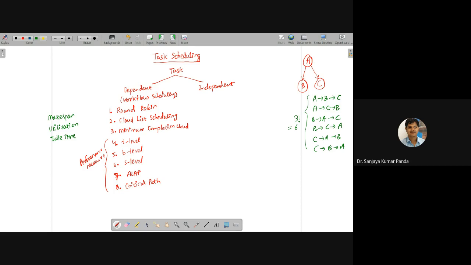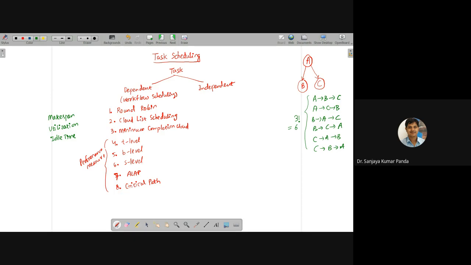So out of these 6 orders, one order will give you the optimal makespan, or the better makespan, you can say. But we cannot go for a hit and trial method, right? Every sequence we cannot check to determine which order is going to provide us a better makespan, right? That is practically not possible, because here you are looking at 3 different tasks, so you can make a conclusion. But when the number of tasks is huge, it is not practically possible, right?